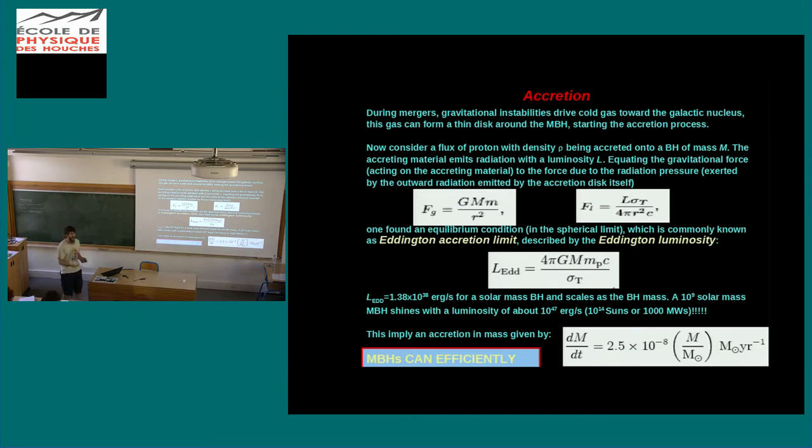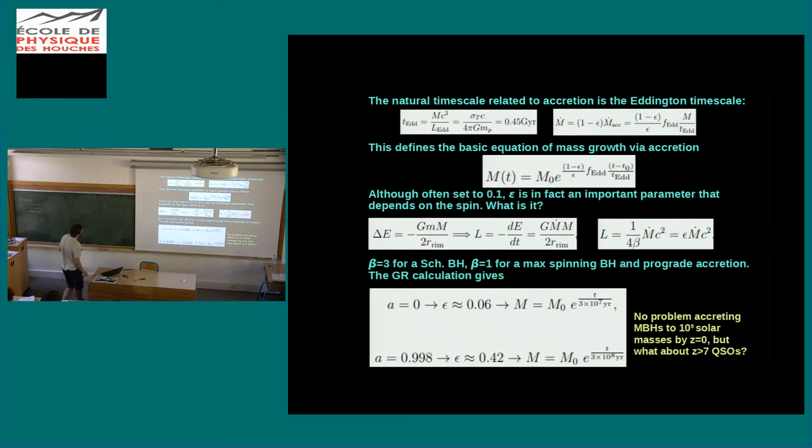So a billion solar mass black hole will have an Eddington luminosity of about 10 to the 47 ergs per second. Just to give you a comparison, the luminosity of the whole Milky Way is 3 orders of magnitude smaller. So quasars are, let's say, the persistent, most luminous objects in the universe, okay? Now, this is just an image of a quasar at high redshift.